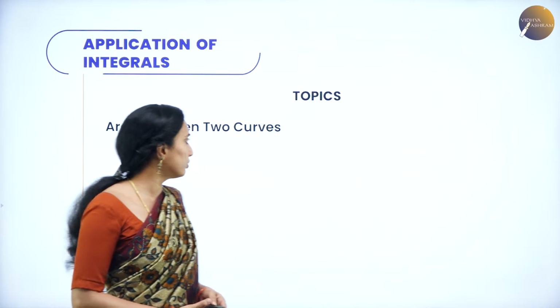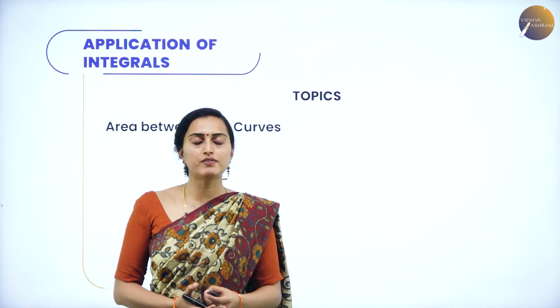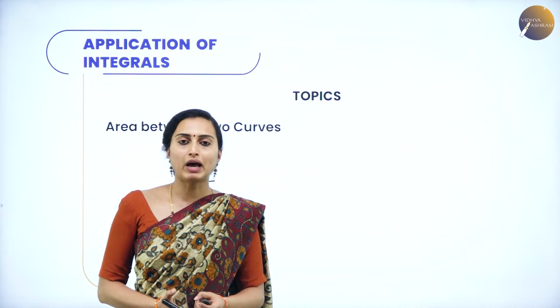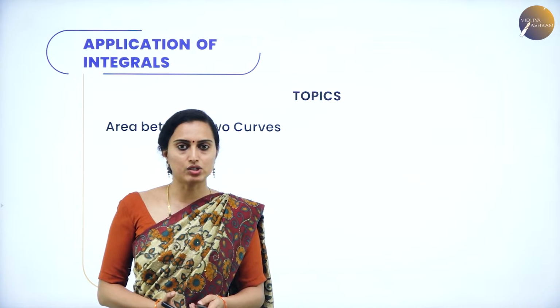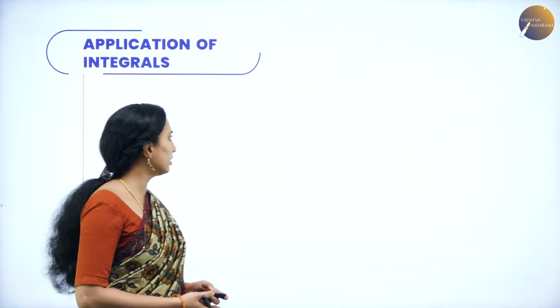Now let us move on to area between two curves. Area between two curves can be two circles, it can be a triangle, it can be a parabola and a line like that. Okay, that is called area between two curves. Now let us move on to the first problem.